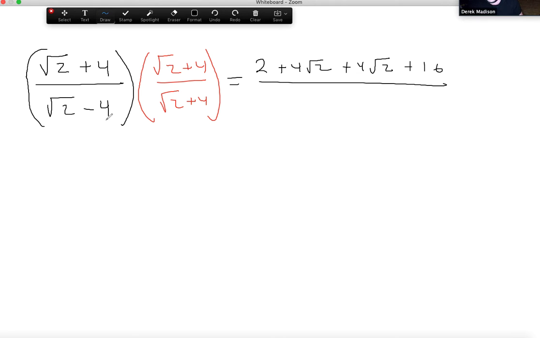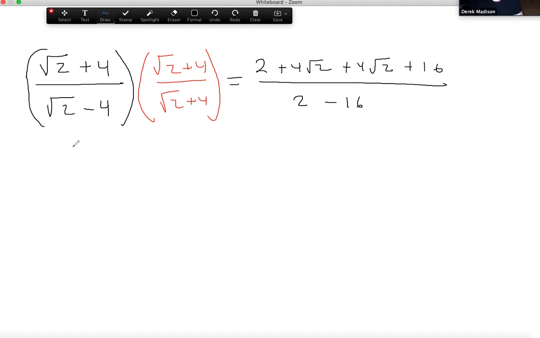This is a plus b, a minus b, so it'll be a squared minus b squared. So square root 2 squared would make 2, and then minus 4 squared would be 16. And if you FOIL that out, you'll get to this exact same spot.